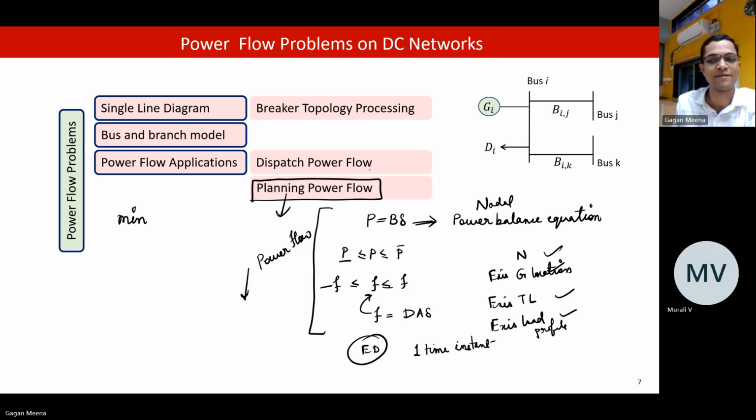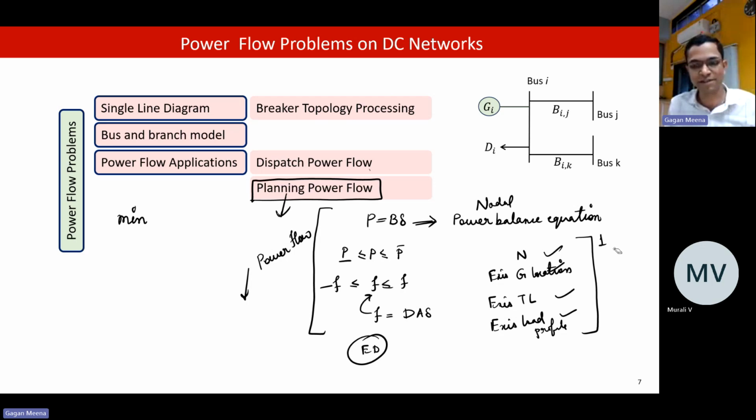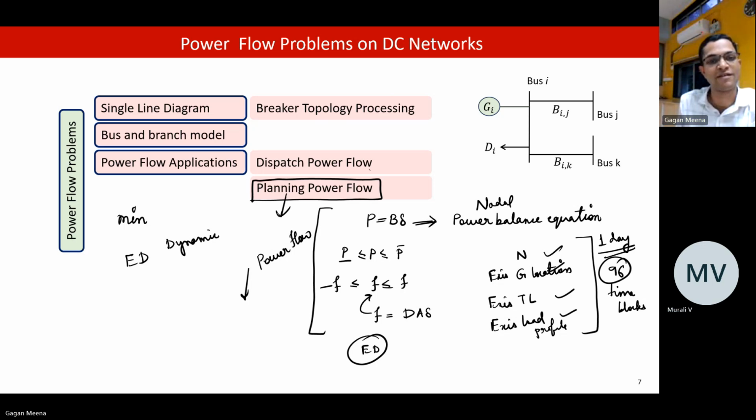But when we are doing this planning problem, we have to consider a 1 year horizon, or at least, let's say, the minimum is 1 day. In 1 day we have 96 time blocks, 15 minutes each. If we solve economic dispatch this way, it will be called dynamic economic dispatch. In that case, these times T1 to T96 are interrelated. They are dependent on each other.